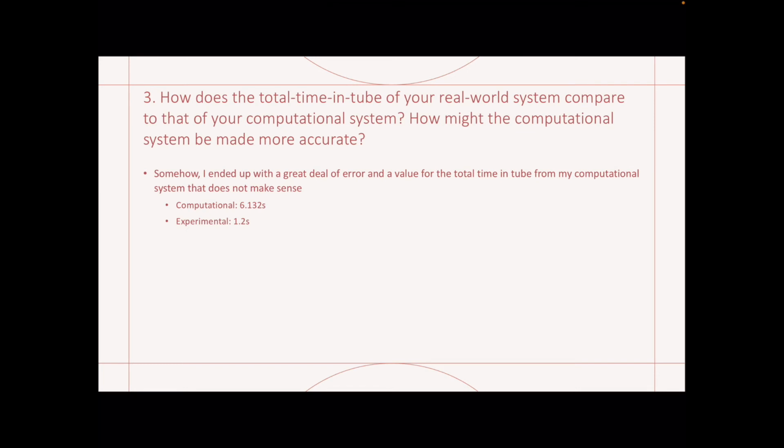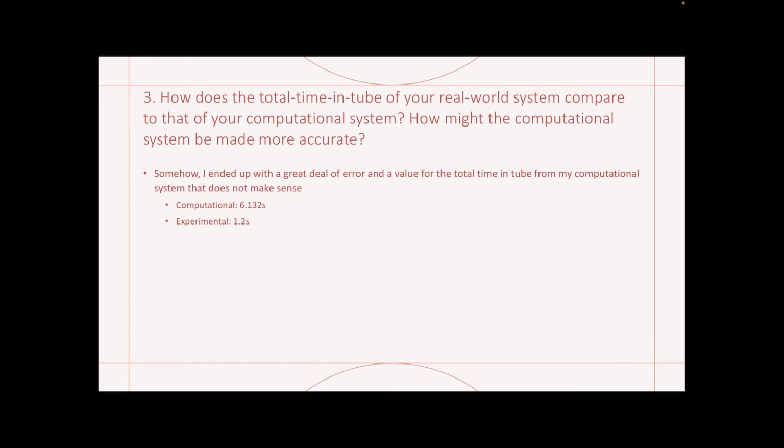The computational time is very different from the experimental time and does not make sense. The magnet should not spend 6 seconds in the tube. Something went wrong here. Most likely there is some mistake in my code, but I could not figure out what it was. It is possible that the magnetic dipole moment I used for my calculations in lab 3 is not correct and could be skewing my data.